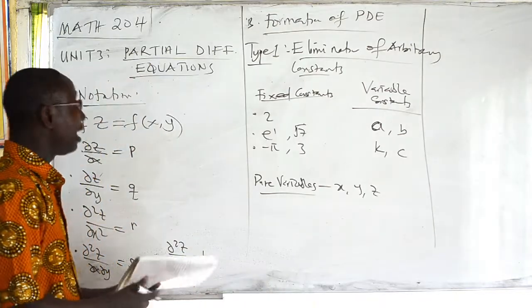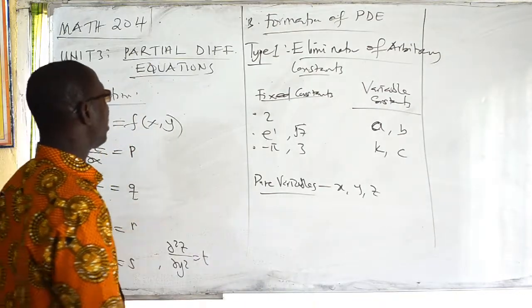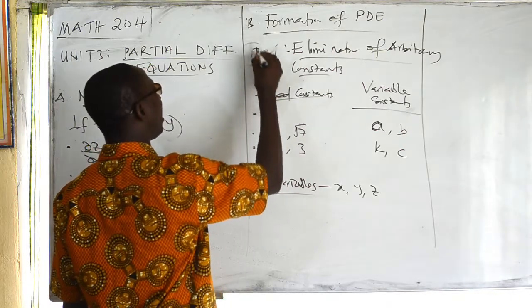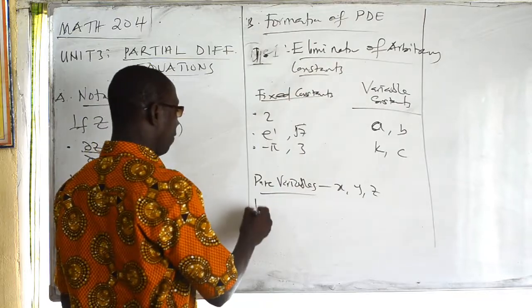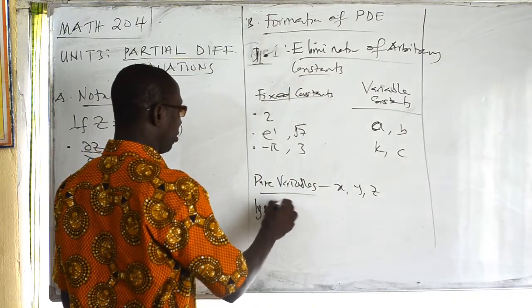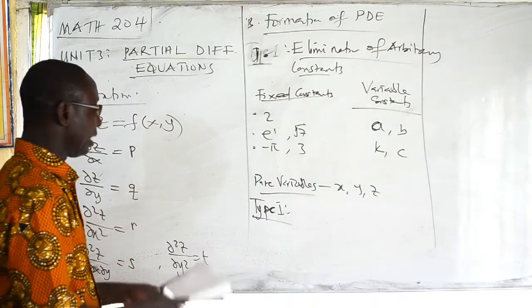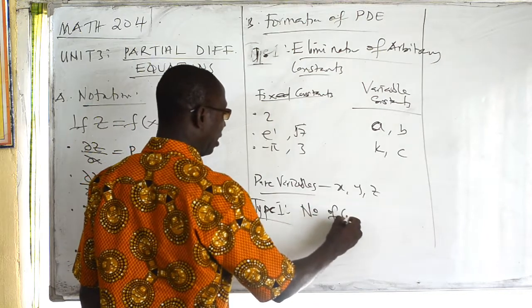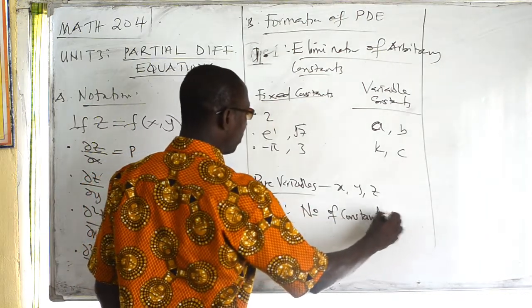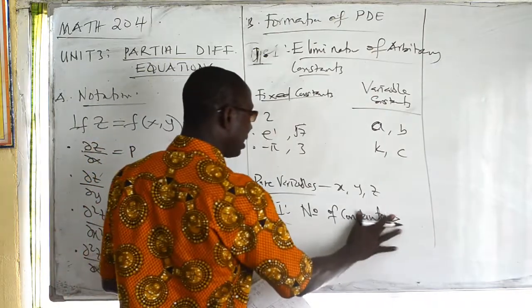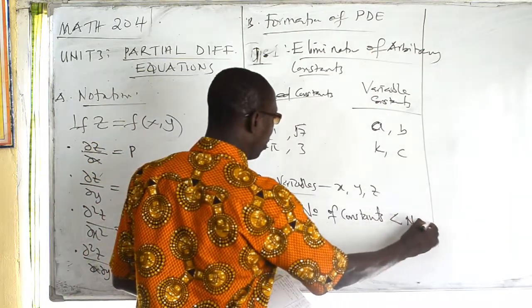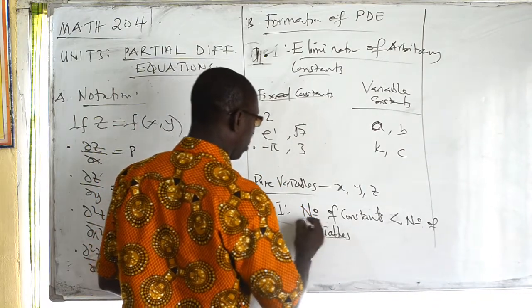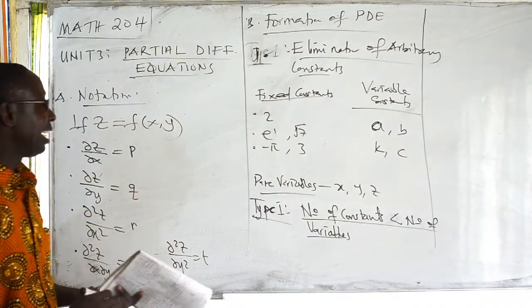So now, let's go on to, oh, I shouldn't have called this type 1. We call this I, elimination of arbitrary constants. Then we have type 1, solving questions on type 1. The heading for type 1 is: number of constants is less than number of variables.